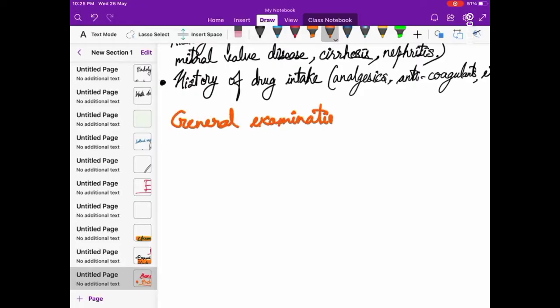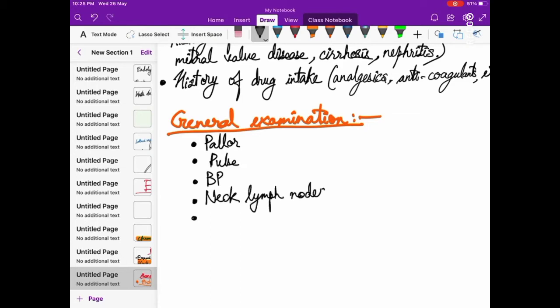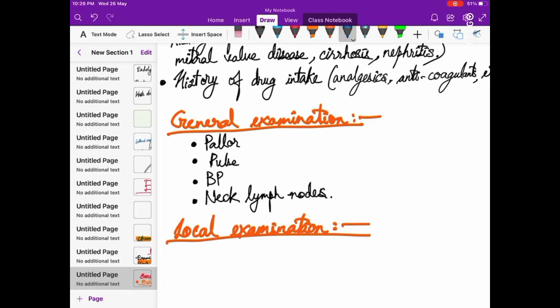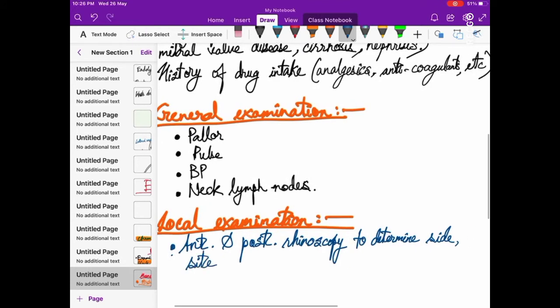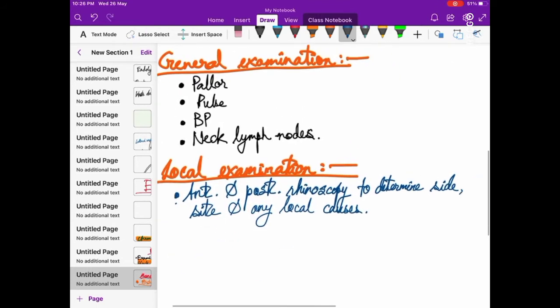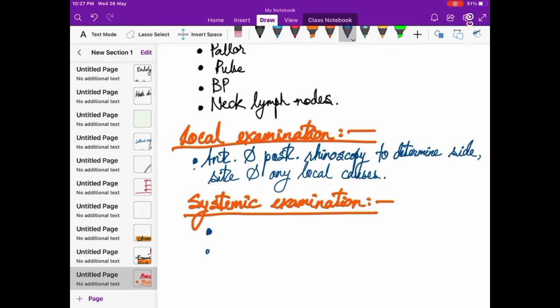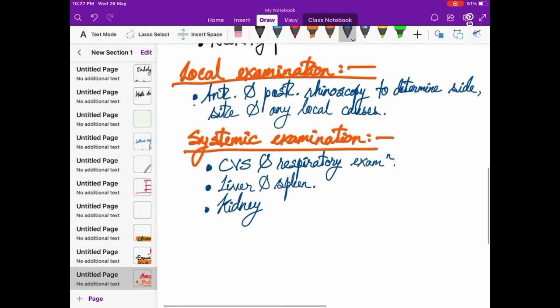And in general examination, we will see for pallor, pulse, blood pressure, neck, lymph nodes. In local examination, we will do anterior and posterior rhinoscopy to determine site and any local causes of bleeding. Systemic examination we will check CVS and respiratory examination, liver and spleen and kidney.